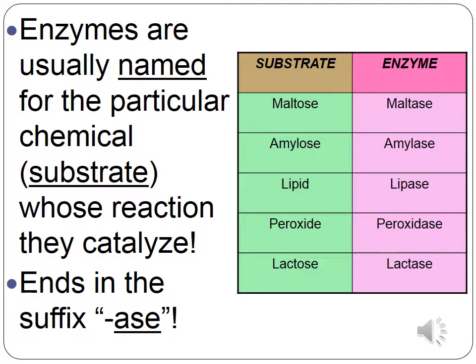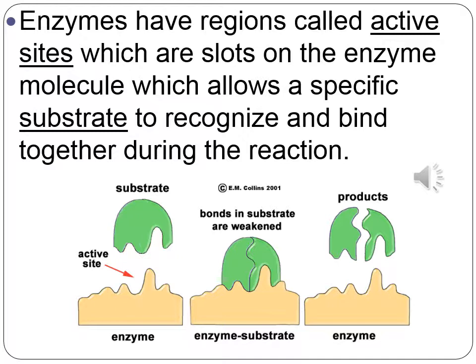Enzymes are usually named for the particular chemical whose reaction they catalyze, and they end in the suffix ase. So we're going to be investigating peroxidase in class, as well as amylase. These are enzymes, and they act on the substrate, usually named after them. So peroxidase acts on the substrate, peroxide. Enzymes have regions called active sites, which are slots on the specific molecule that allow a specific substrate to recognize and bind together during the reaction.